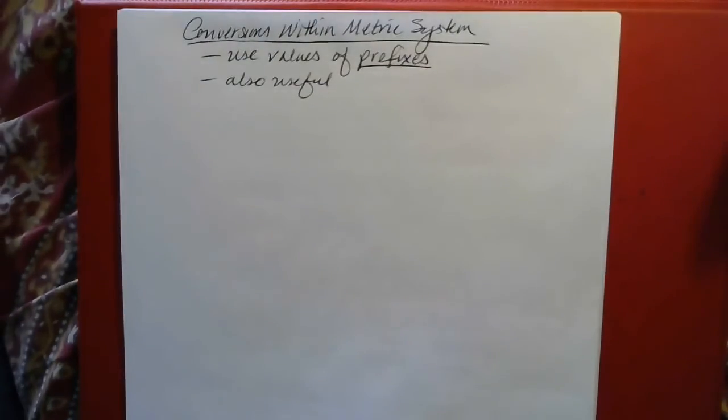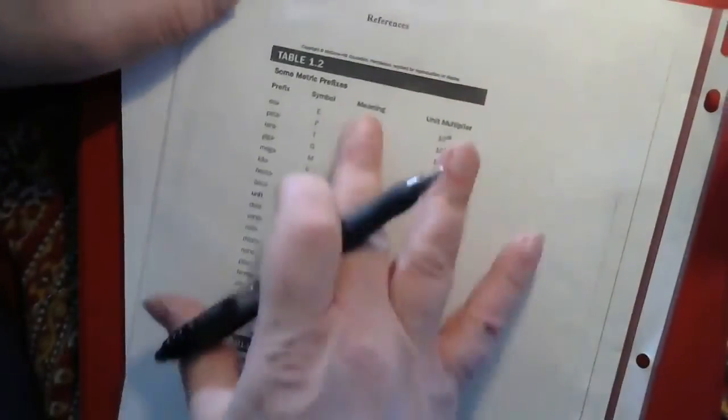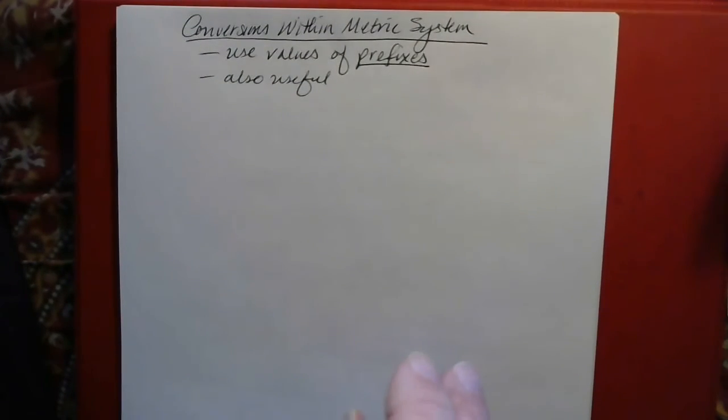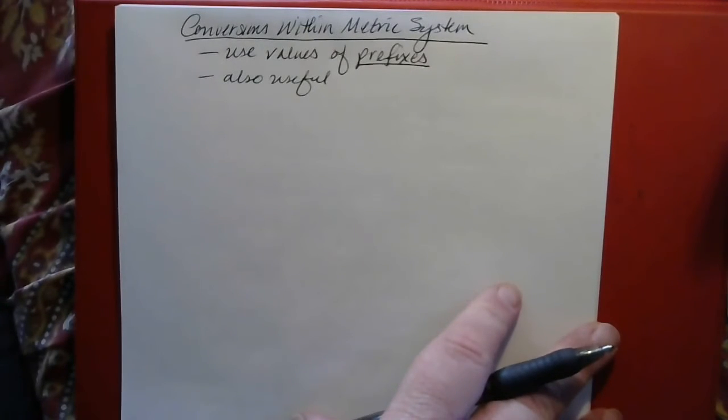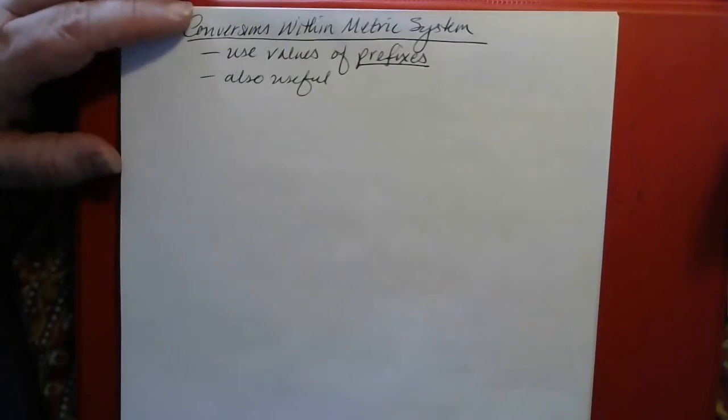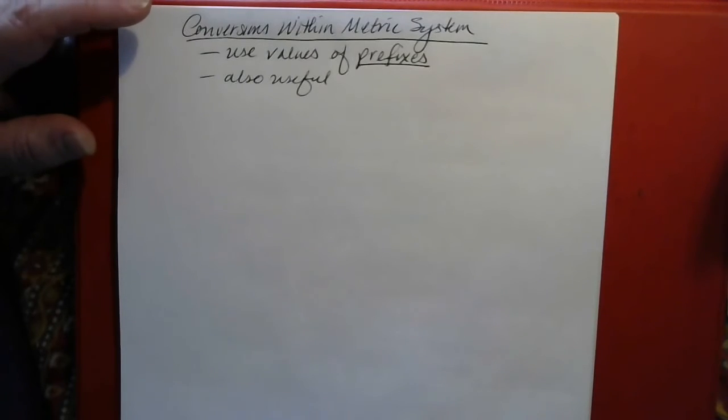So, you have a table of the prefixes in the book, and also the one that I gave you. And so it's important to keep that handy. I'm not requiring you to memorize them, but keep them handy, get some experience using them. It's important to get comfortable in using them in unit conversions, and how to enter the values into the equation in order to get things to come out correctly.